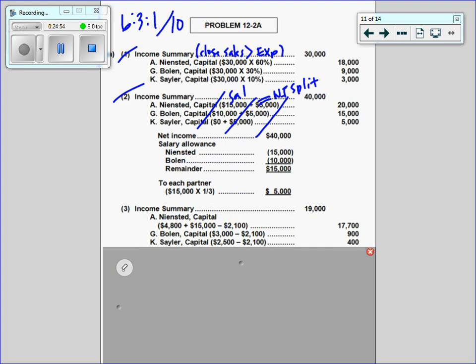So the numbers are coming from, I'm going to circle in green, that's the 10% of their capital balance coming in. We see salary allowance. And this is a deficiency because we paid our owners too much. There wasn't enough left for sharing net income equally. We're sharing net income, but we paid ourselves too much. We got a little bit greedy.